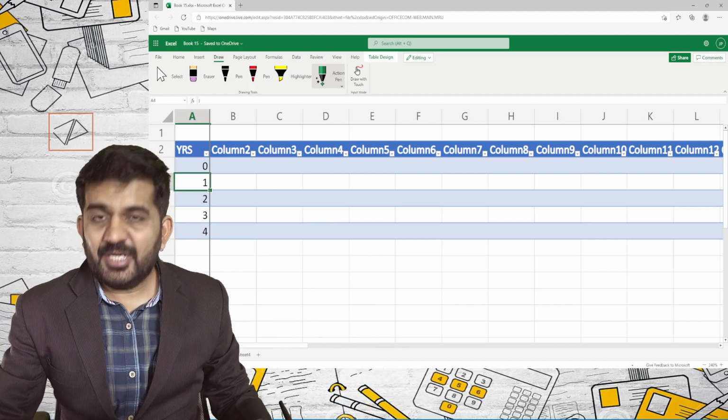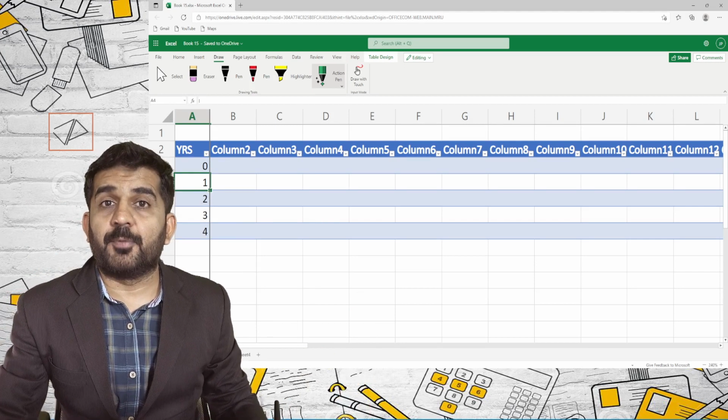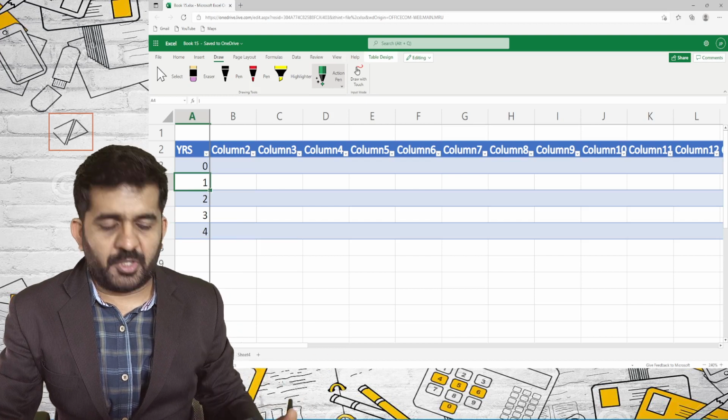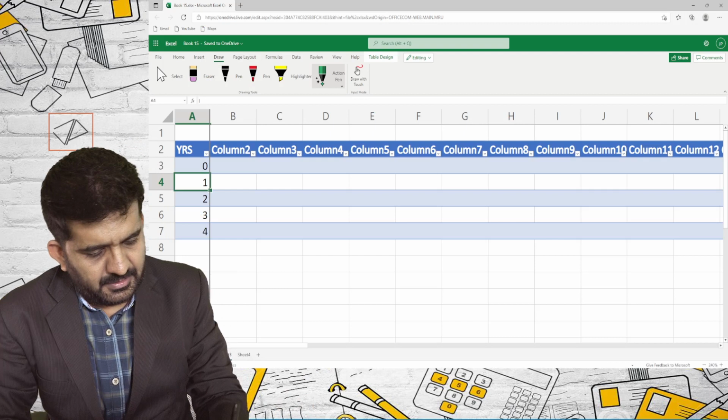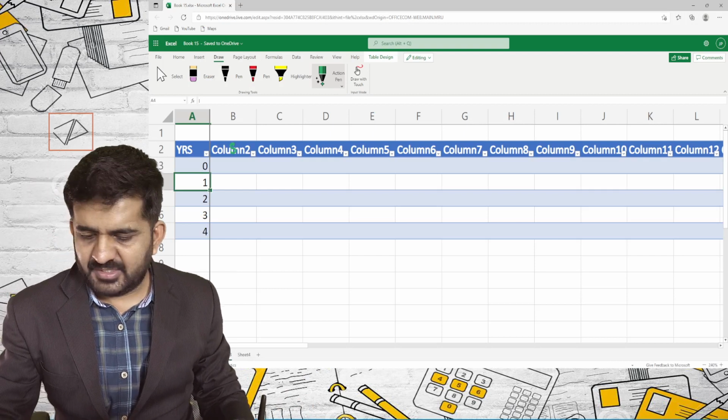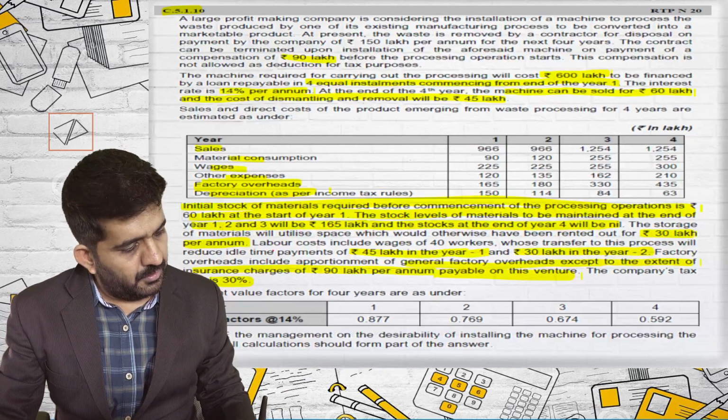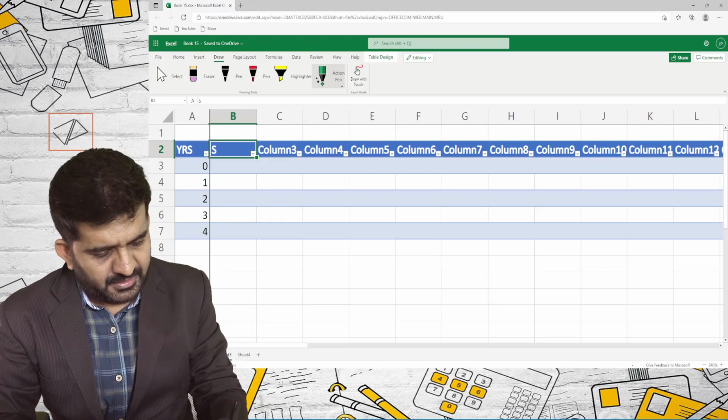So let me first find out the profit from the project. Then I'll convert it into cash flow. For finding out profit, first I'll have to write down sales. So the first column is sales. 966, 966.